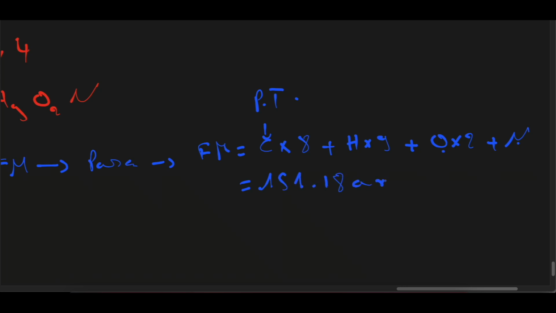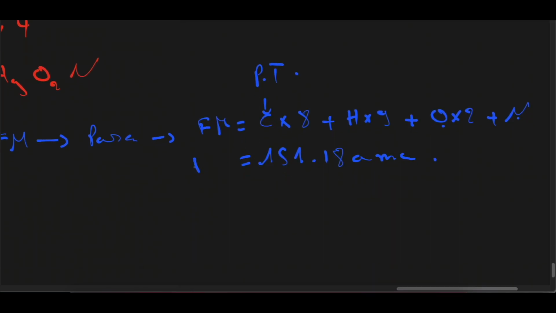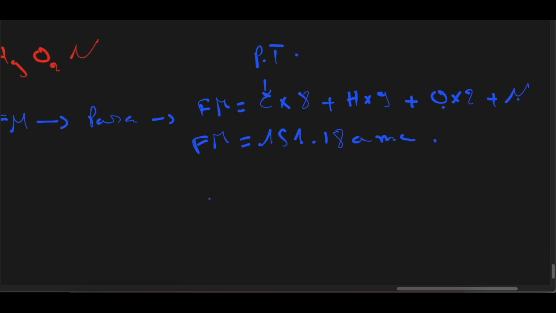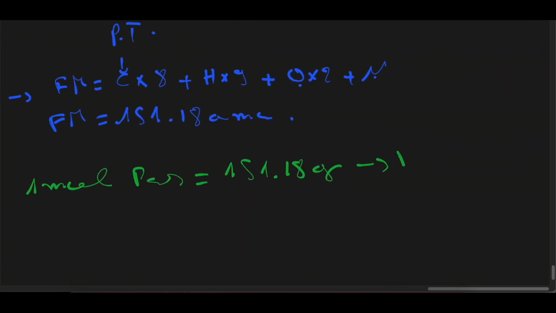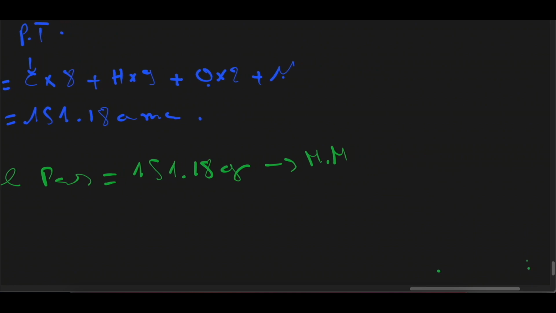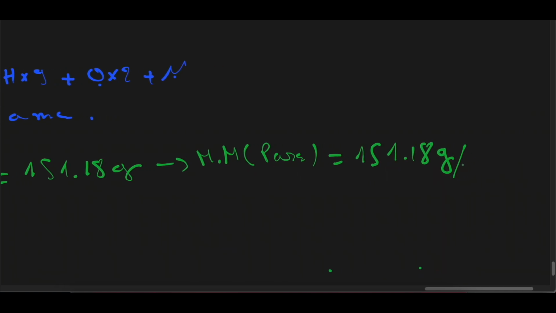So we get a value of 151.18 atomic mass unit. Now its molar mass, here we have the formula mass for one molecule of paracetamol. Now for its molar mass, which means that 1 mole of paracetamol has a mass of 151.18 grams. Or we can write it like this: the molar mass of paracetamol is equal to 151.18 gram per mole.